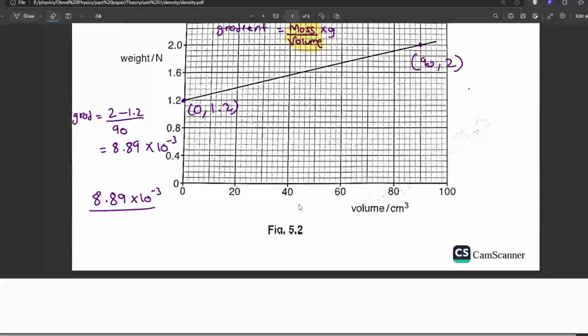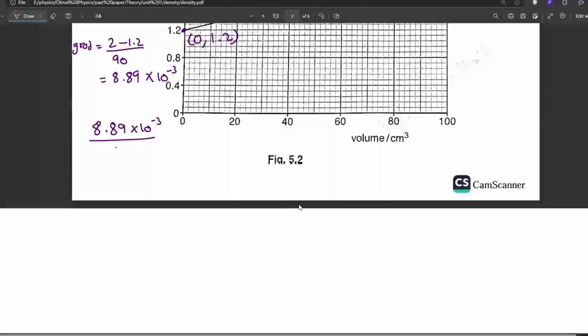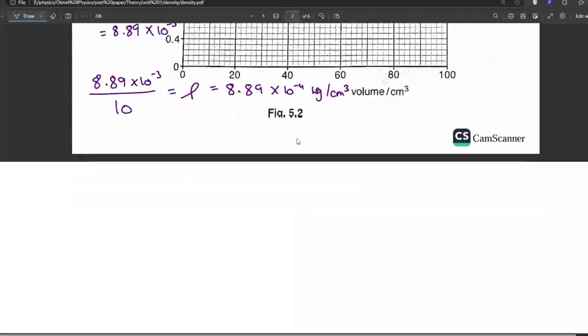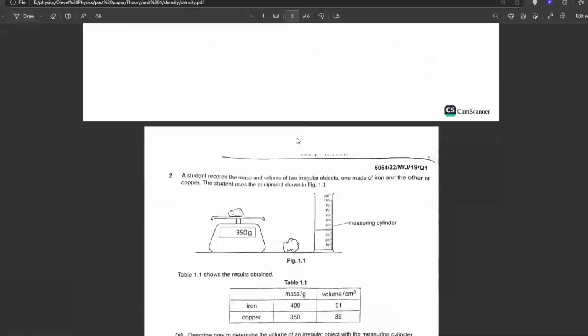The gravitational field strength here was 10, I guess. It was given in the question. Yeah, the gravitational field strength is to be taken as 10. So let's divide it by 10. What does your value of density come out to be? Your value of density comes out to be 8.89 into 10 raised to the power of minus 4 kg per centimeter cube. So you can write this here. Let's move on to the next question.